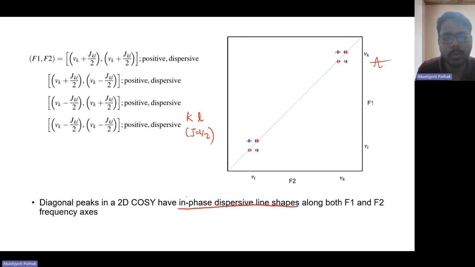So why do they have in-phase? You had seen, while we were solving using the product operator formalism, that we solved the density operator at different time points, rho 1, rho 2, and obtained different expressions. Based on that, we get in-phase dispersive line shapes.